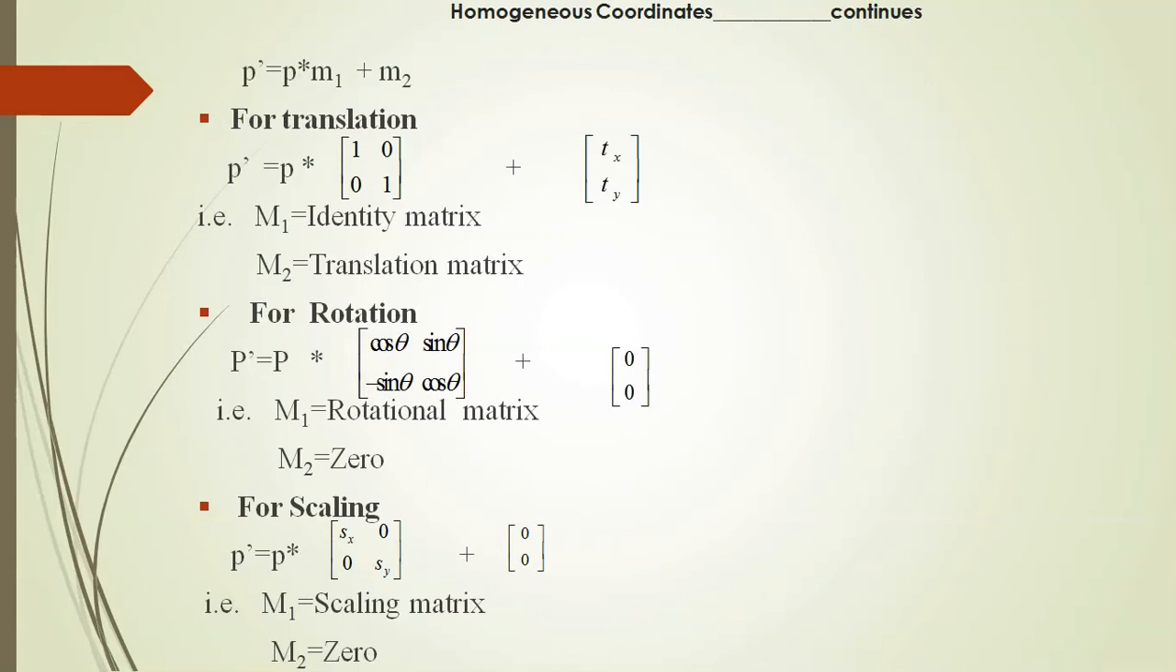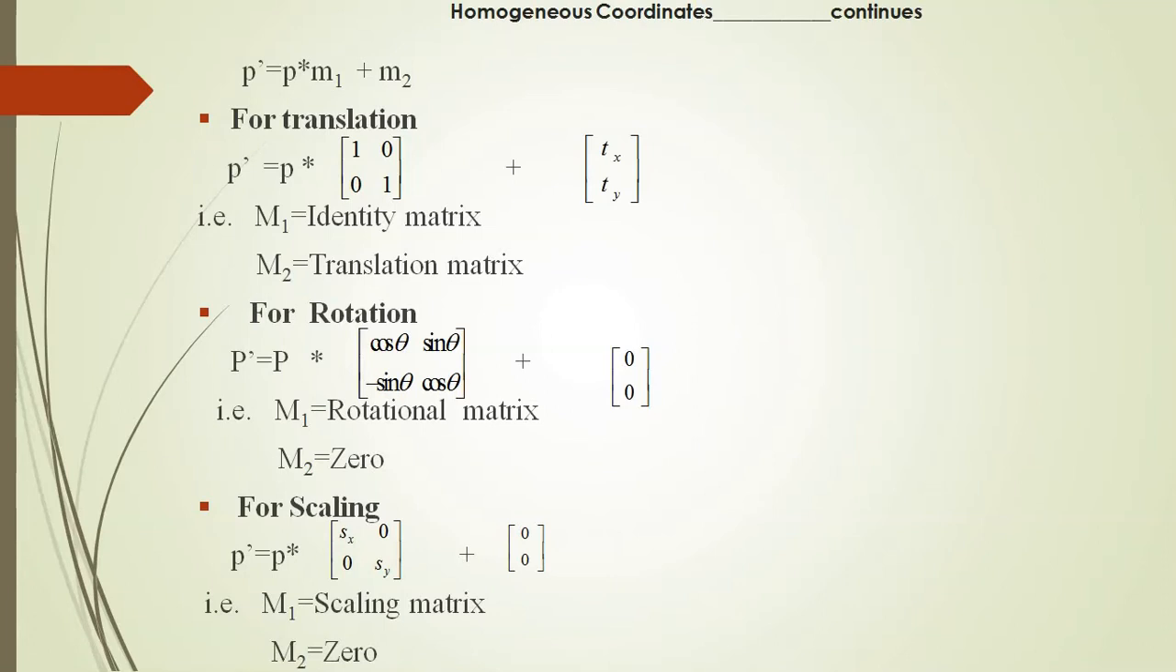For x dash and y dash, this is our new coordinate, that is x dash y dash is equal to P dash. The x y coordinate is our old coordinate plus Tx and Ty is our translation. So x dash y dash is equal to P dash, x y is equal to P into M1, that is the identity matrix, plus our translation matrix.